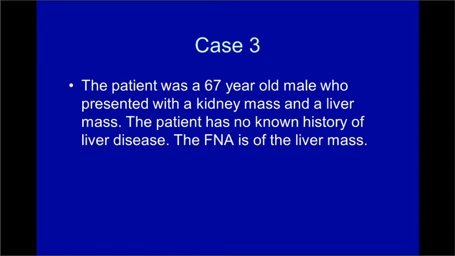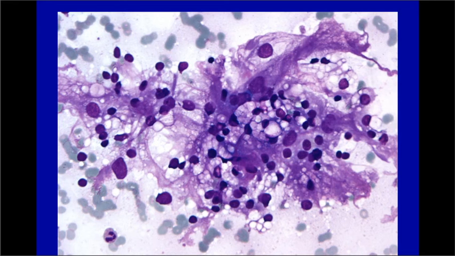So this was a 67-year-old male. He presented with both a kidney mass and a liver mass. He had no existing history of liver disease, but the FNA was performed on the liver mass. So the hint here is that there was no history of liver disease. No history of cirrhosis or hepatitis B or C or anything. So this is the cytology. This is on the DiffQuick, performed for on-site adequacy.